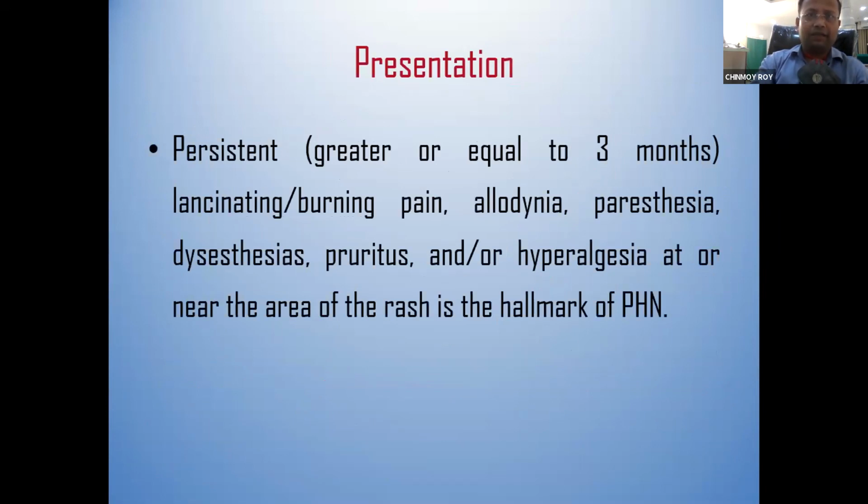By definition, persistent greater or equal to 3 months of lancinating burning pain, allodynia, paresthesia, dysesthesia, pruritus, and/or hyperalgesia at or near the area of the rash is the hallmark of post-herpetic neuralgia. So most of the time, patients with rashes don't come to us. That is the acute herpes zoster. They will go to an infection specialist and all.